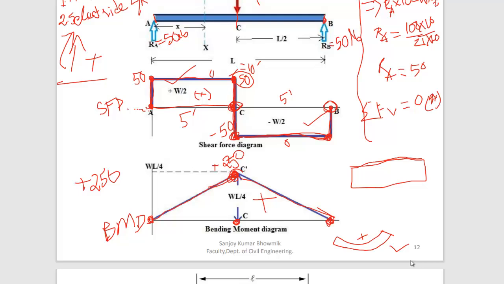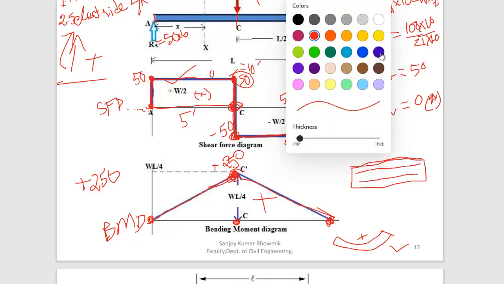Okay. So to resist this bending, in a beam, in your practical life, you will find 2 layers. You have the rod in the upper layer and the bottom layer. In the drawing class, you might see, right?